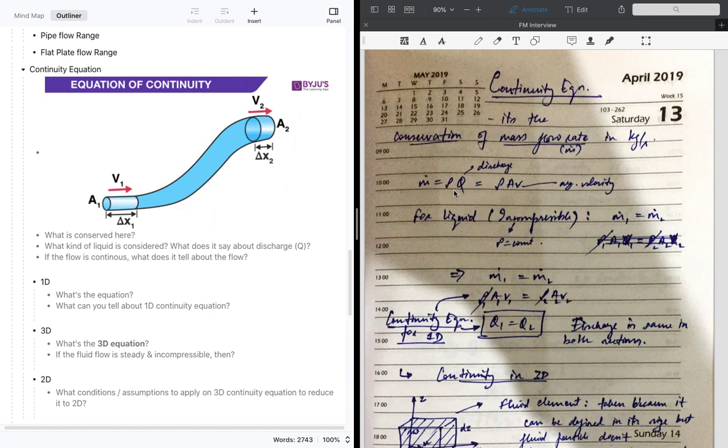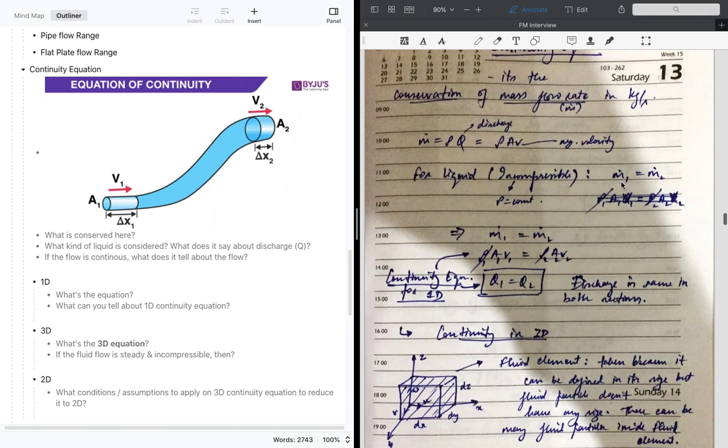of the fluid flow. So that means the mass flow is conserved. That means the mass flow formula is rho times Q, and Q is A times V, so rho A V. That means the mass flow rate at both the sections is same. That means the change in mass flow rate is zero between both the sections. That's what it means, the conservation of mass flow rate. So if it has to be same, that means the condition is the mass flow rate at both sections, that is m1 is equal to m2.